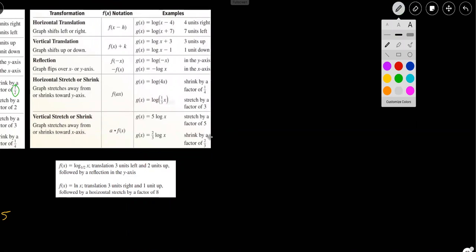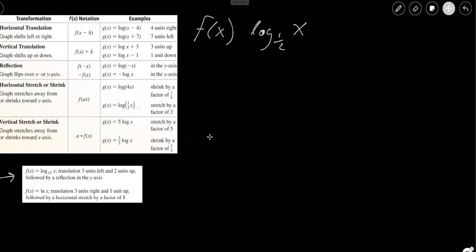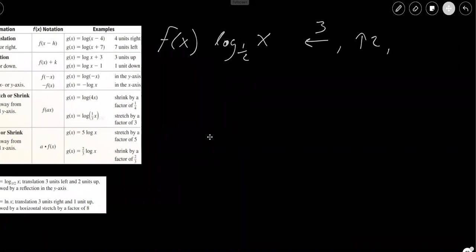So this next one I'm going to do, f of x equals log base 1/2. So in other words, what power of 1/2 will give me x? That's what this function is telling me. And the three operations I'm going to do. The first one is a translation 3 units left. Second one is 2 units up. And the third one is going to be a reflection in the y-axis.